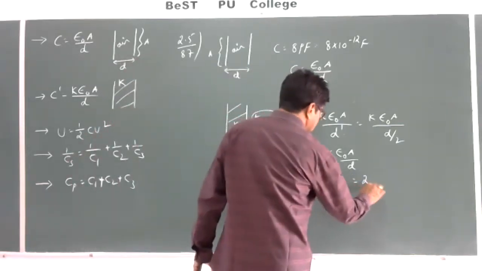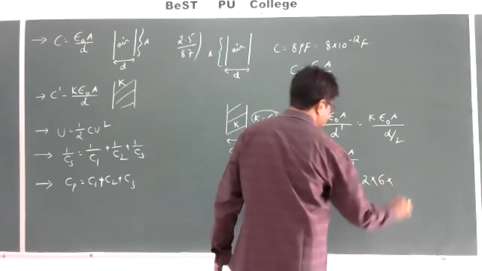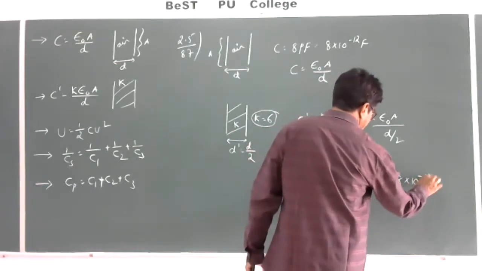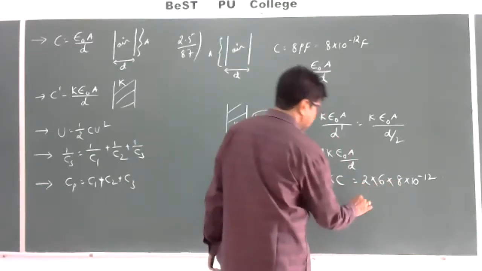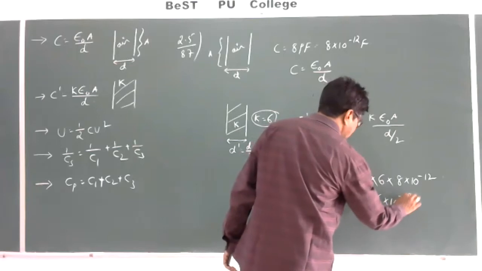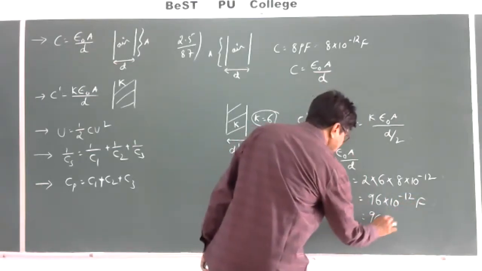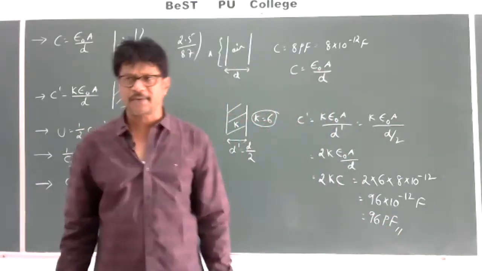where 2 is equal to 2, K is equal to 6, C is equal to 8 into 10 to the power of minus 12. 6 8s are 48, 48 2s are 96. So 96 into 10 to the power of minus 12 farad, that is nothing but 96 picofarad is its new capacitance now.